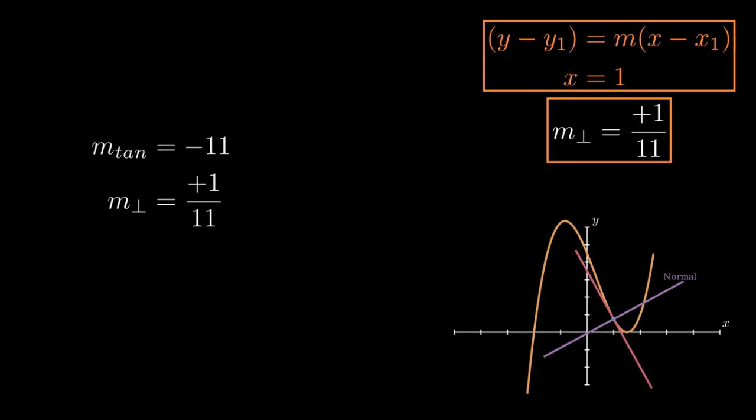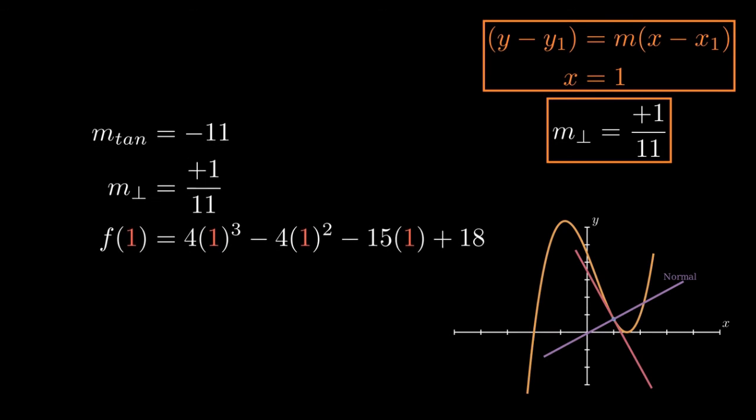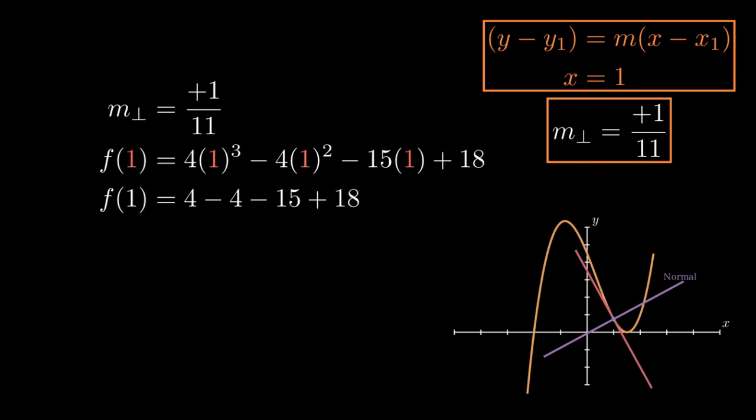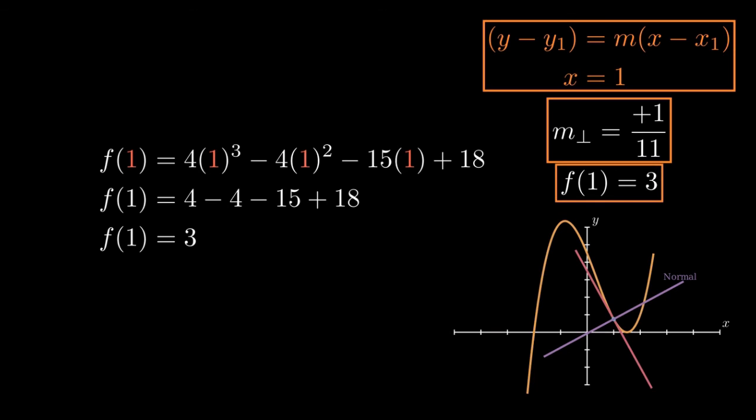Okay, now we want to find the value of the function at 1. This will give us our point. So we plug in 1 to the function. Another 1 is nice because it's an easy thing to square into cube. All right, and we work that out and we get what? F of 1 is 3.